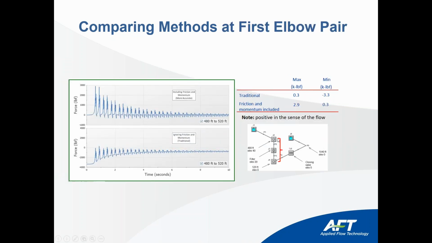The same would be for the vertical section. This vertical section would give you an estimate of here. Here we have the correct sense, but as you see, it's not zero initially, and we have a maximum. In the traditional method, we have a maximum of 3.3, which would be right here, and considering friction and momentum, it would be 2.9 pounds, which again is less conservative.